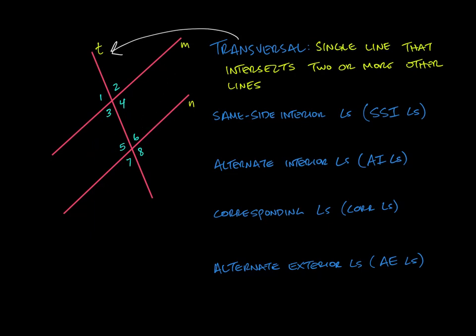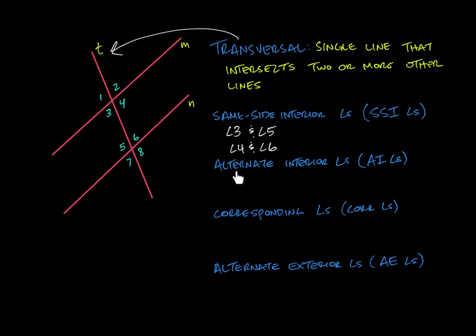So if I put that together, I'll notice that angle 3 and angle 5 would fit that category. Angle 3, you can see, is to the left of the transversal, and so is angle 5, and they're both in the interior space. But there would be another pair of angles that would fit that criteria. It would be angle 4 and angle 6. So those are what we call same-side interior angles. A lot of times I abbreviate that as SSI angles.